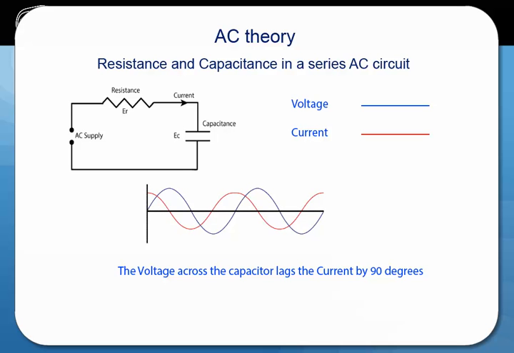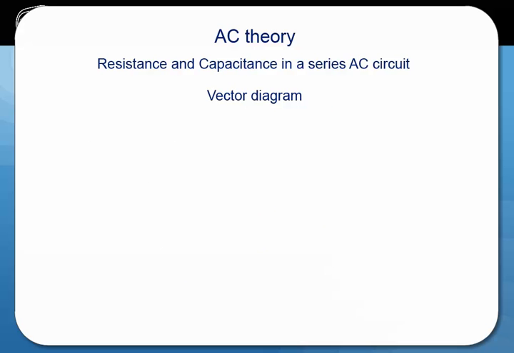The capacitor is a reactive device, which means that it stores energy and returns it back to the supply. It doesn't dissipate power. The voltage across the capacitor lags the current by 90 degrees. The relationship between the voltages of the circuit can be seen with a vector diagram.